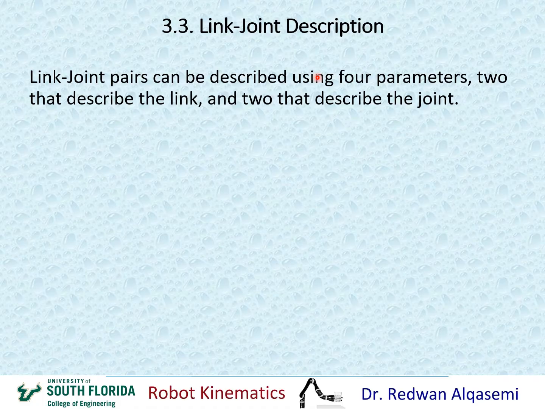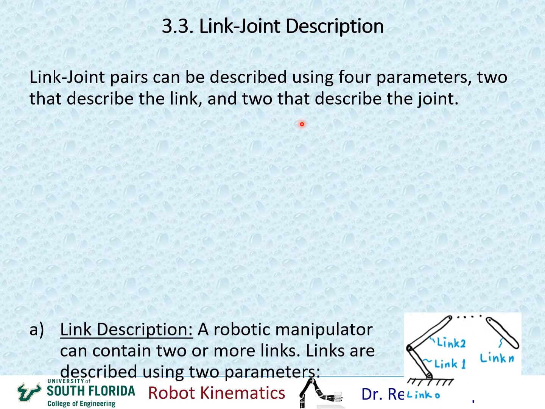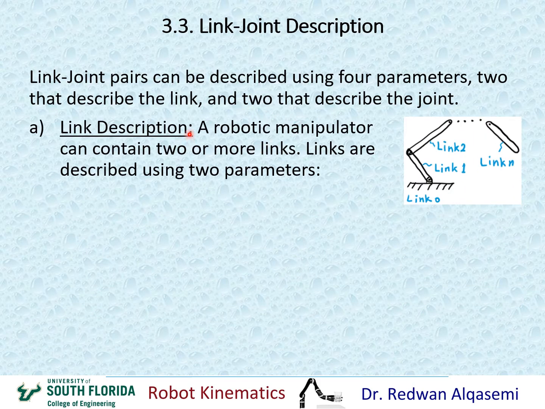And we're going to see what the 3 constants are and what the 1 variable parameter is, which will be the joint value, once we go through this. Now let's start with the link description.